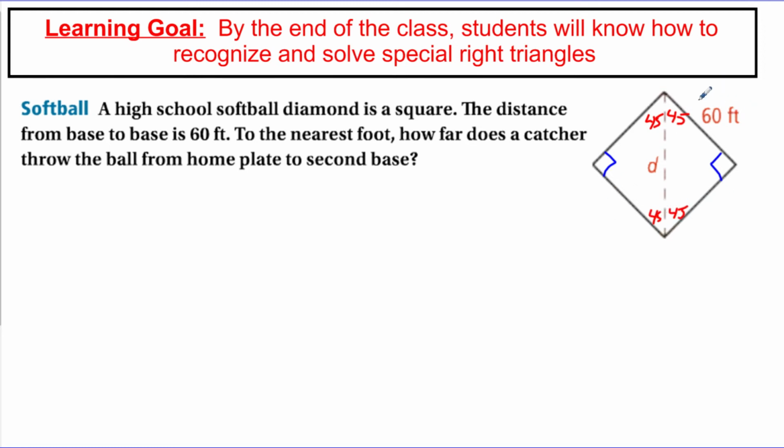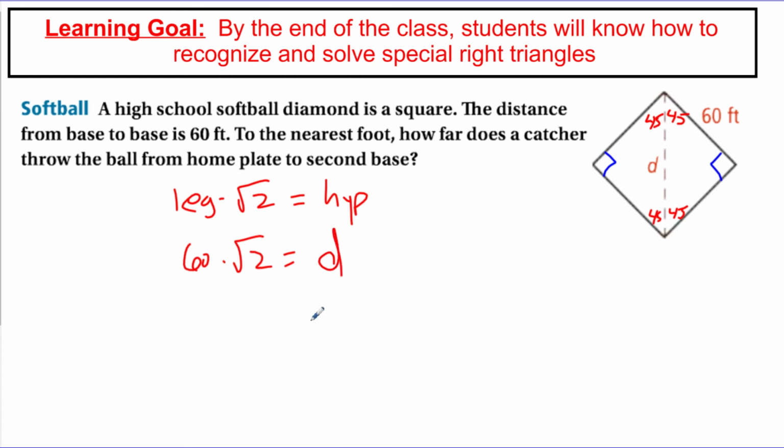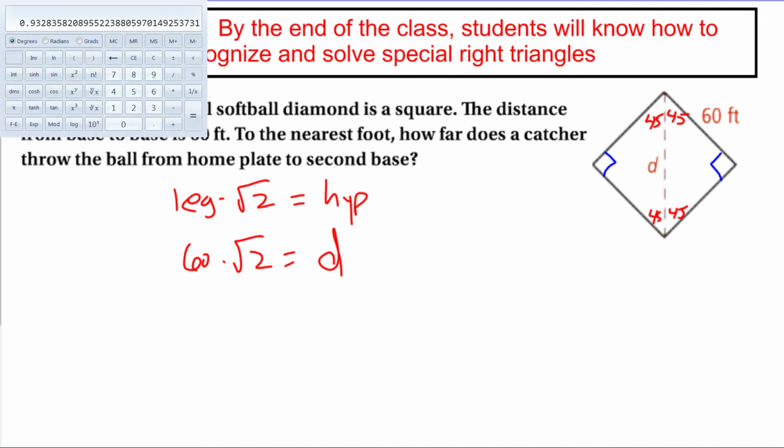We know one of the legs, right? So I can say leg times the square root of 2 is equal to hypotenuse. And the diagonal of this square is the hypotenuse of the right triangle. So I'm going to plug in and say 60 times the square root of 2 is equal to d, right? And so since they asked us to do this to the nearest foot, okay, we're going to turn this into non-radical form. So let me bring up my calculator, okay?